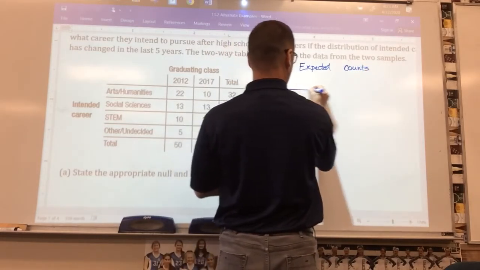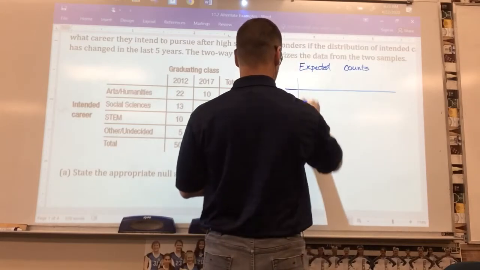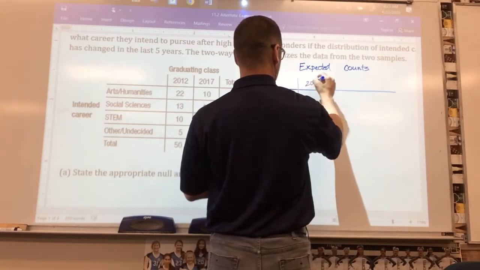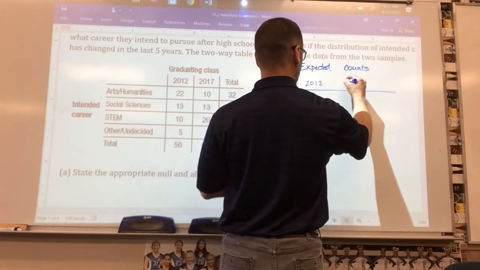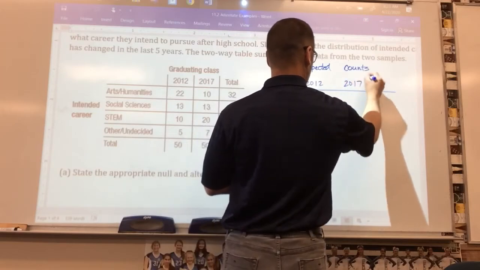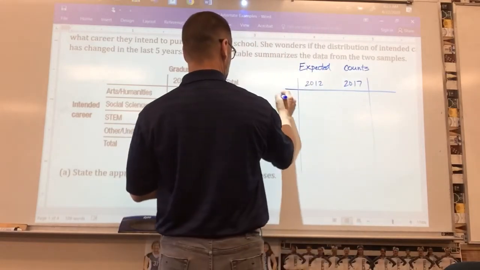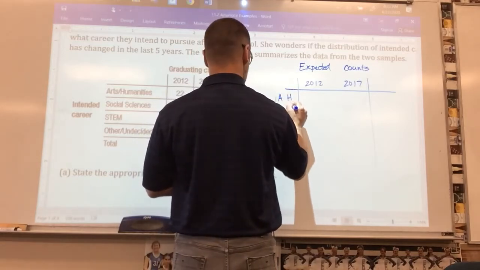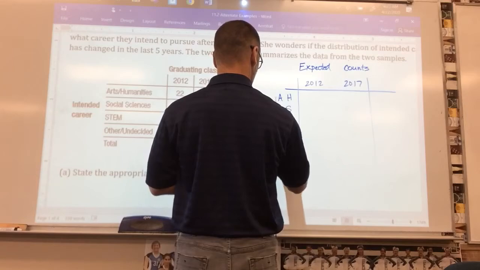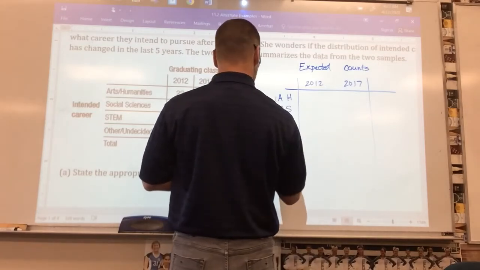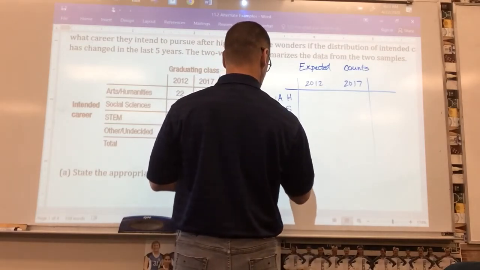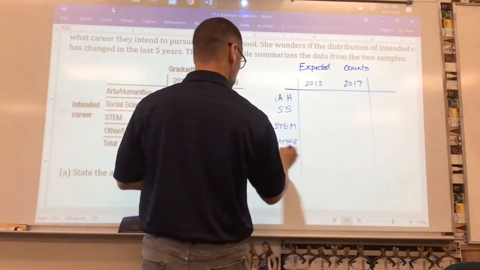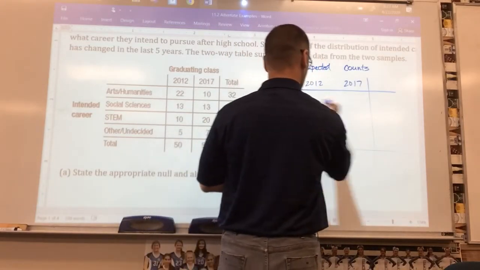And it's going to look very similar to this one. I'm going to paraphrase some of it. I'm not going to write out all the numbers here, but I'm just going to go arts and humanities, social sciences, STEM. Woohoo, go STEM. Other/undecided. And then I have my totals here.